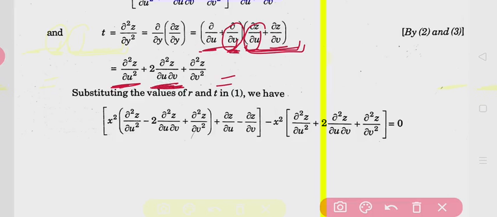Okay, and when you take the derivative of the second term with respect to v, it will be cos square z by cos v square. This will be as it is. So we got the value for p, q, r, s, t in terms of u and v. So what you have to do now? Just place this value in equation number 1.